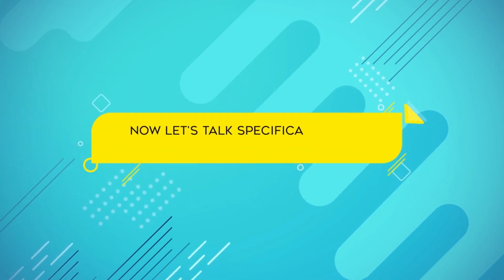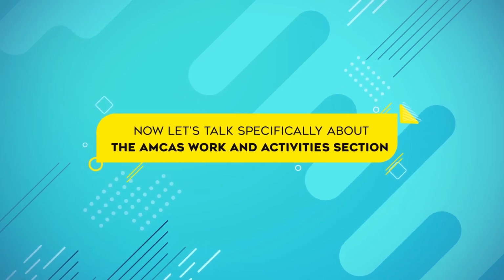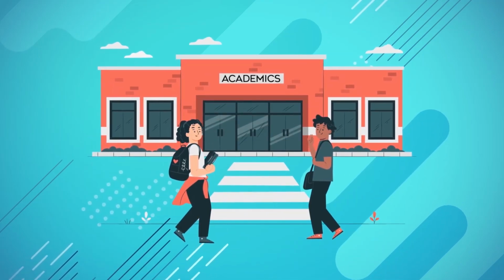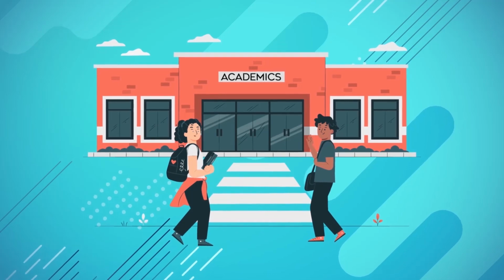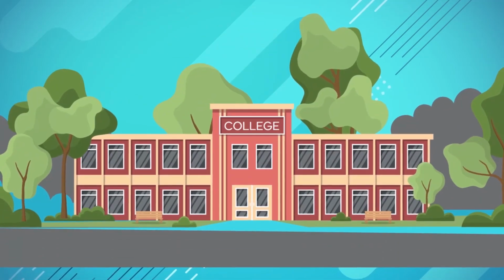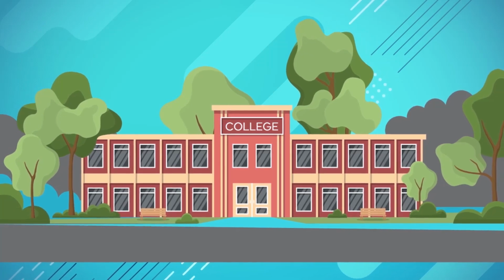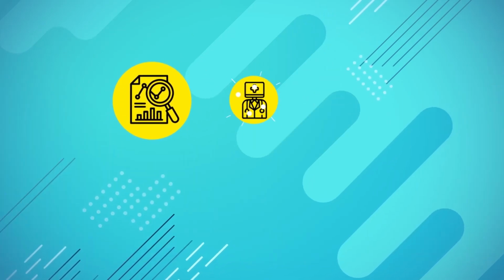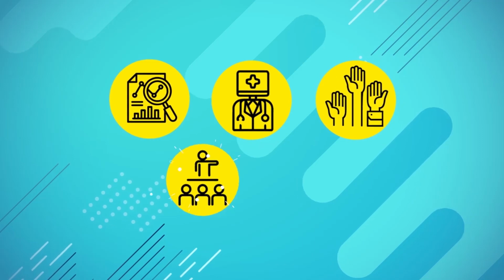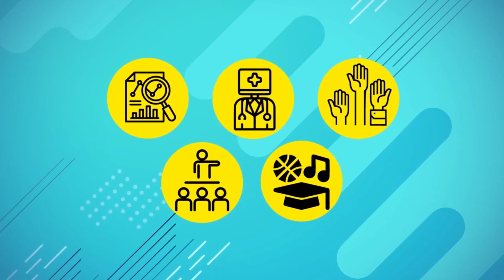Now let's talk specifically about the AMCAS work and activity section. This section allows you to showcase your experiences and accomplishments outside of academics. You're required to list all your experiences and activities from the time you started college until the present. This includes experiences such as research, clinical work, volunteer work, leadership positions, and extracurricular activities.